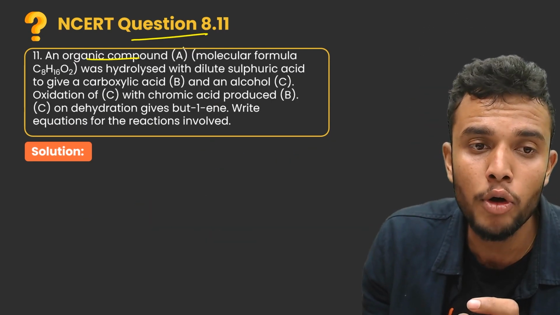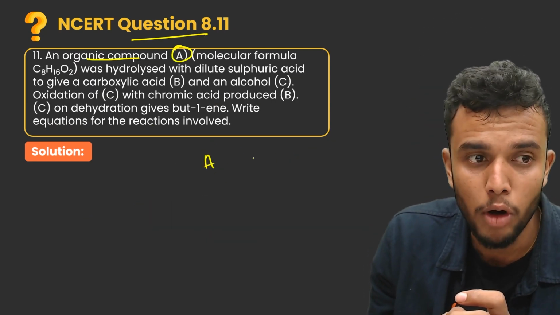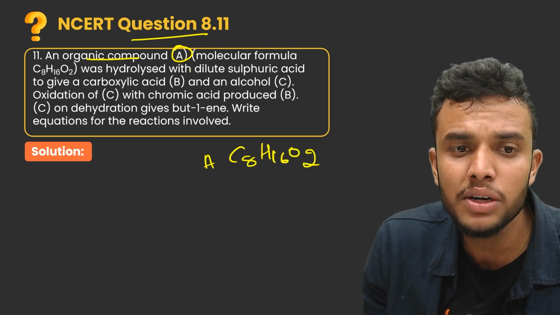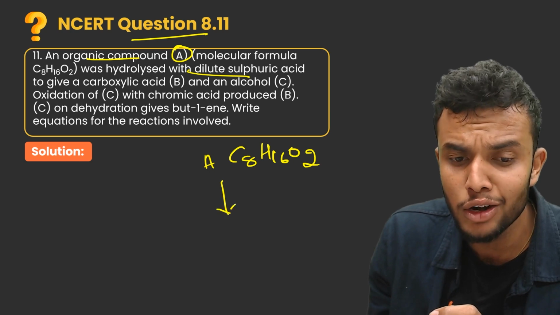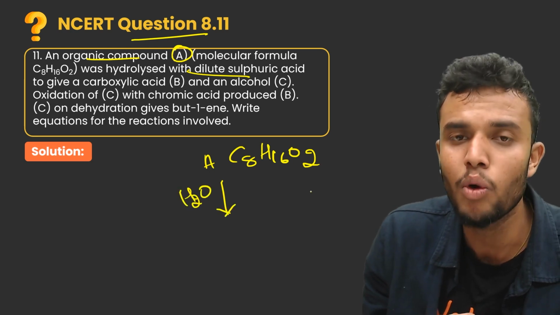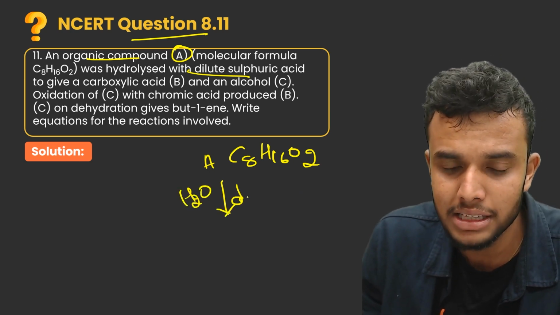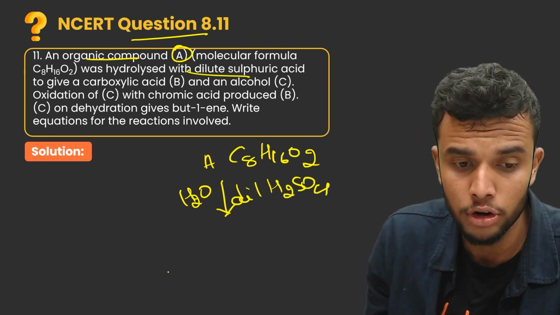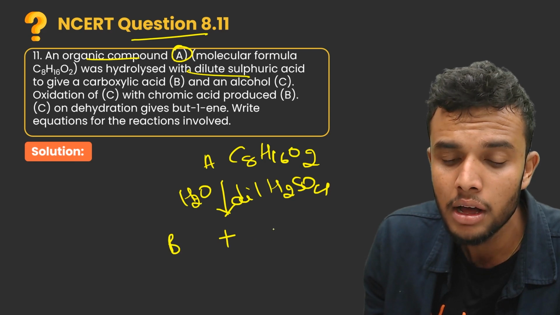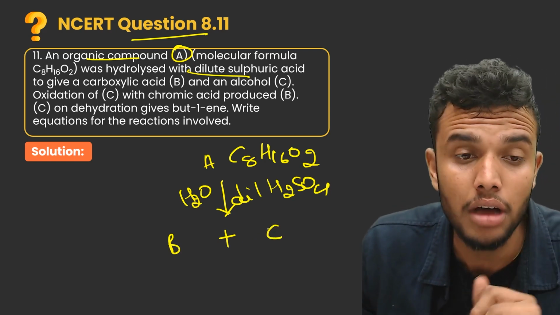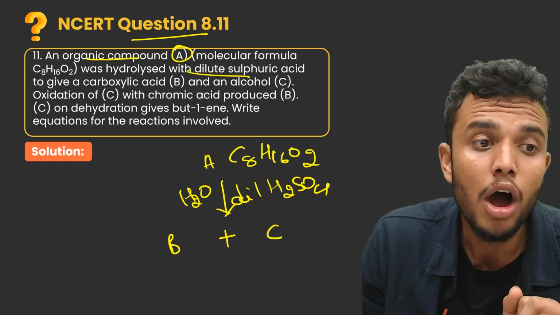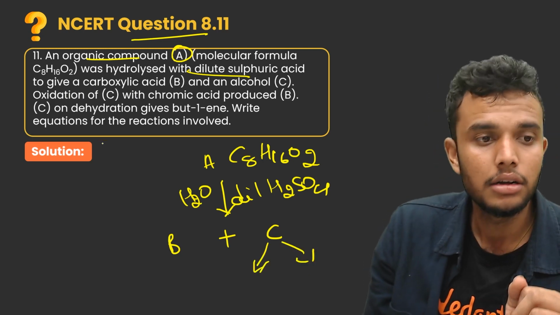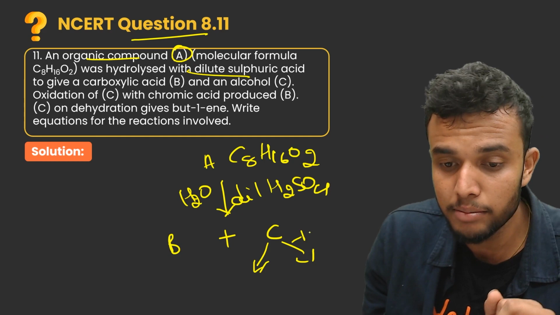An organic compound A with molecular formula C8H16O2 was hydrolyzed with dilute sulfuric acid. Hydrolysis is nothing but water added, right? In the presence of dilute H2SO4, what happened to give two compounds? One is a carboxylic acid compound, another one is an alcohol, and they also give oxidation of the alcohol with chromic oxide. And what? Dehydration. Dehydration is nothing but removal of water.